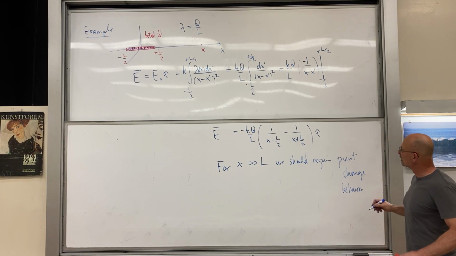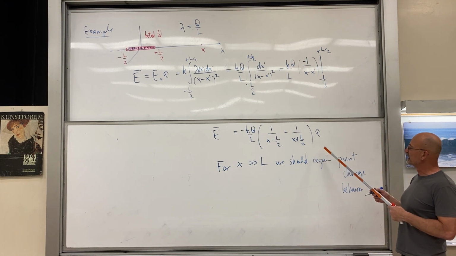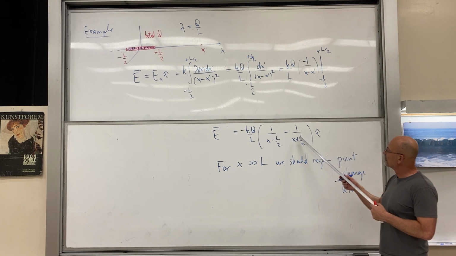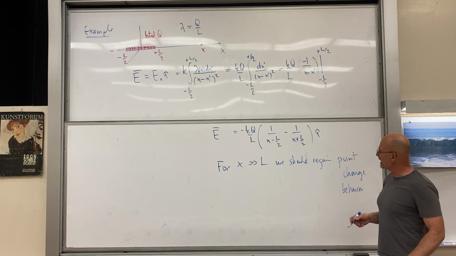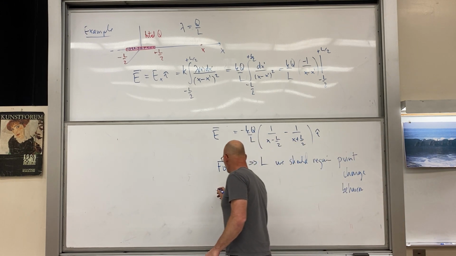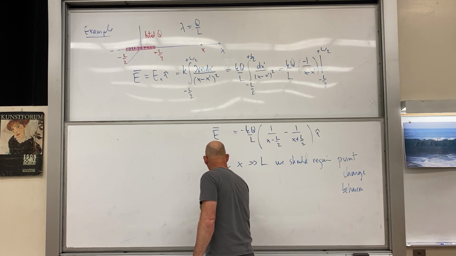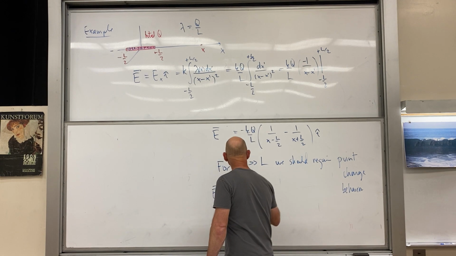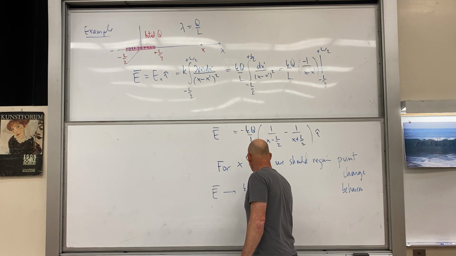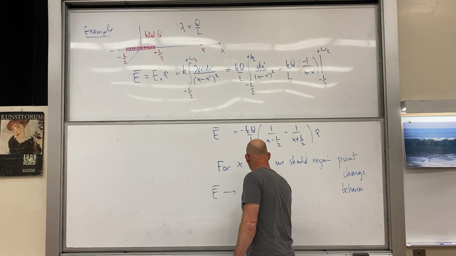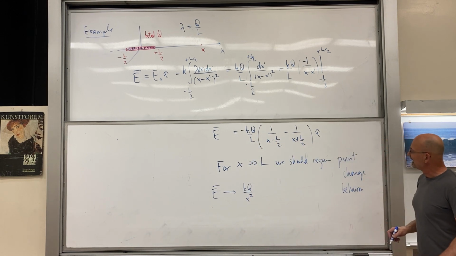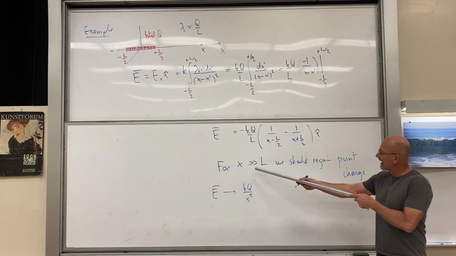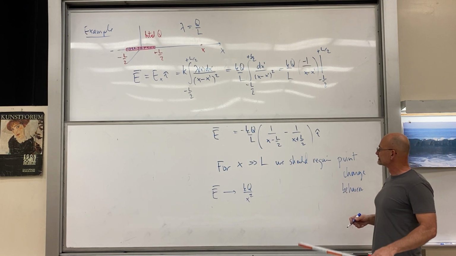So the function should look like it, but it doesn't look like a point charge right now, does it? Okay. So you have to work with this thing a bit in order to get the point charge behavior. And this is what we're looking for. We should end up with E going to K Q over X squared. That's what we're supposed to get in the limit as X is much greater than L.